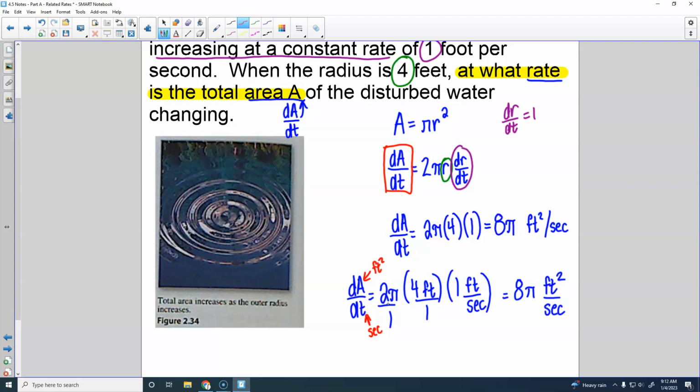Okay, questions? Now, this is not going to be the same at every point. Because if we are looking at the point where the radius is 8 feet, then it'd be 2 pi times 8 times 1. And so we'd have 16 pi. So that area is increasing at an increasing rate, right? Because adding 1 inch or 1 foot to the radius is going to add a larger and larger area to what has been disturbed here.